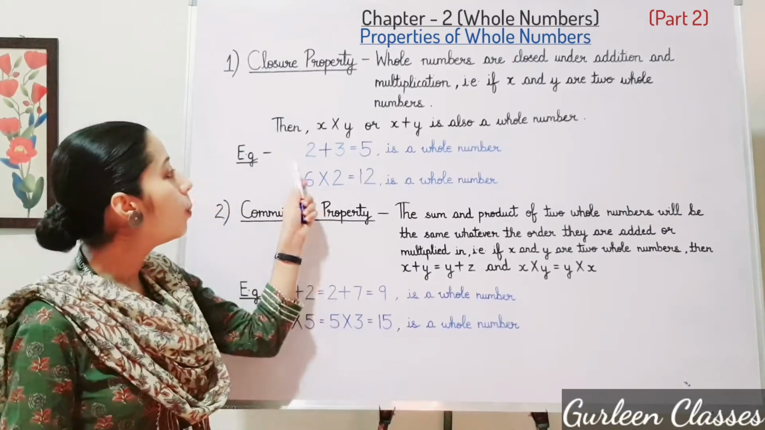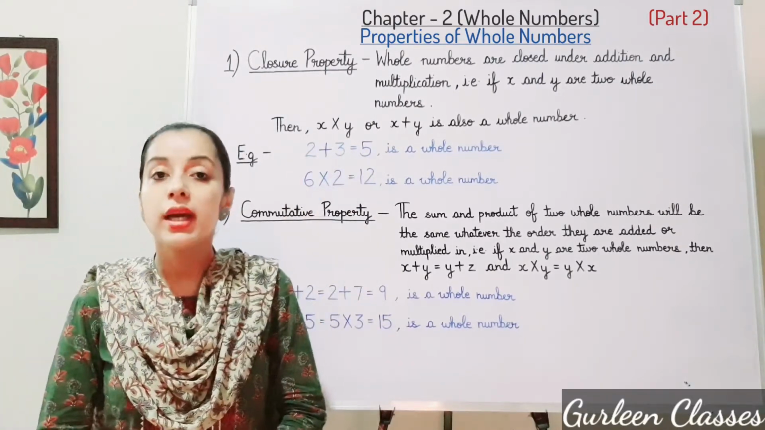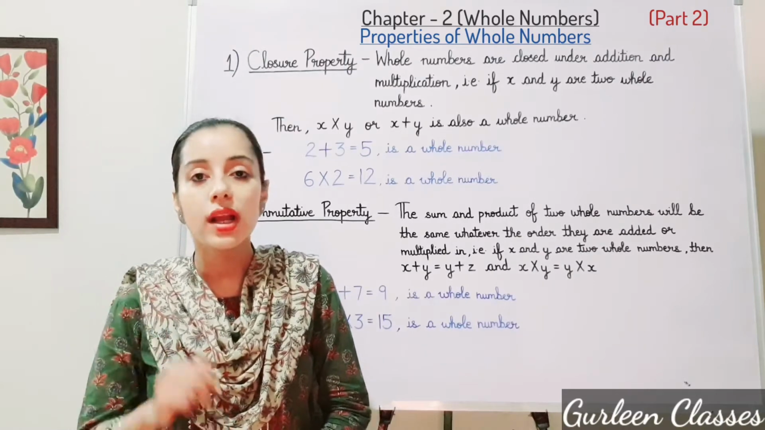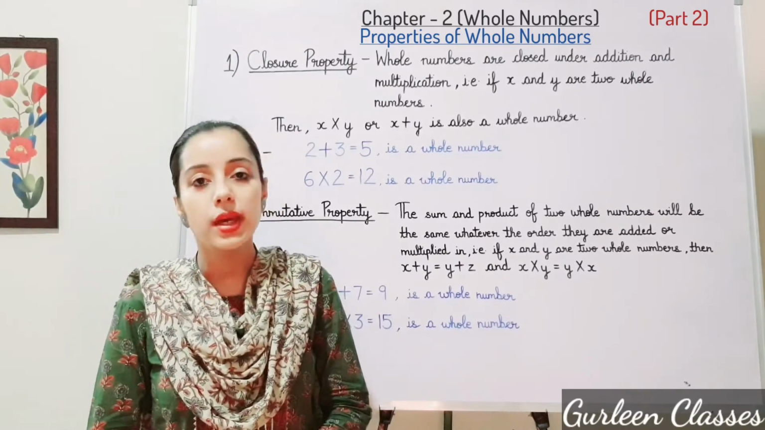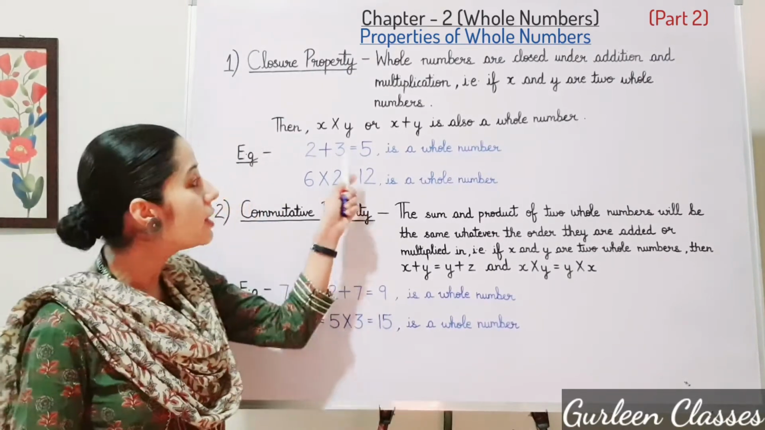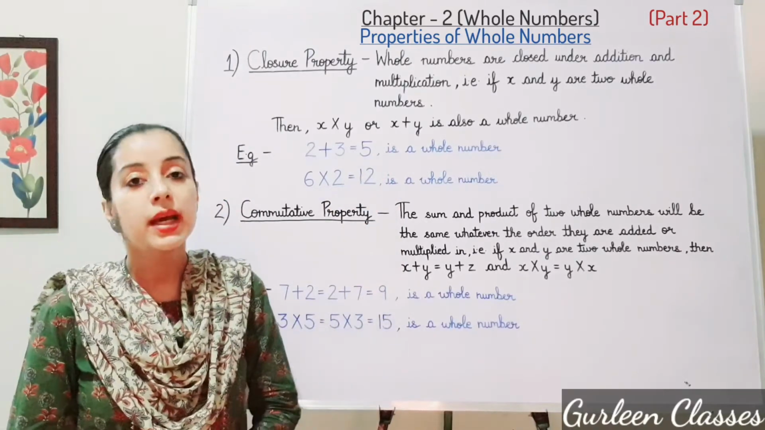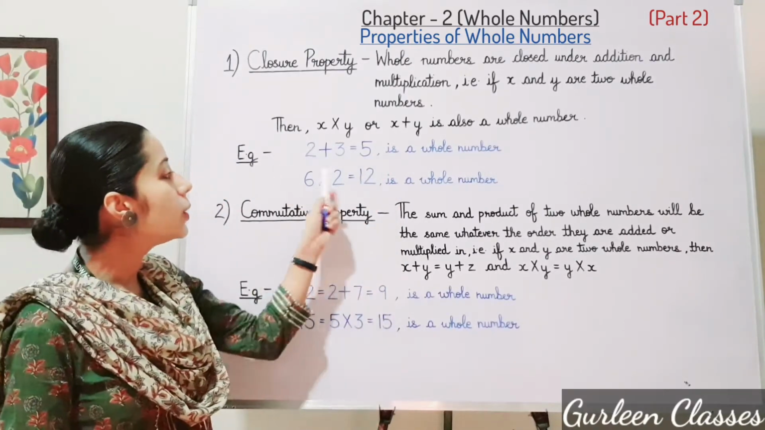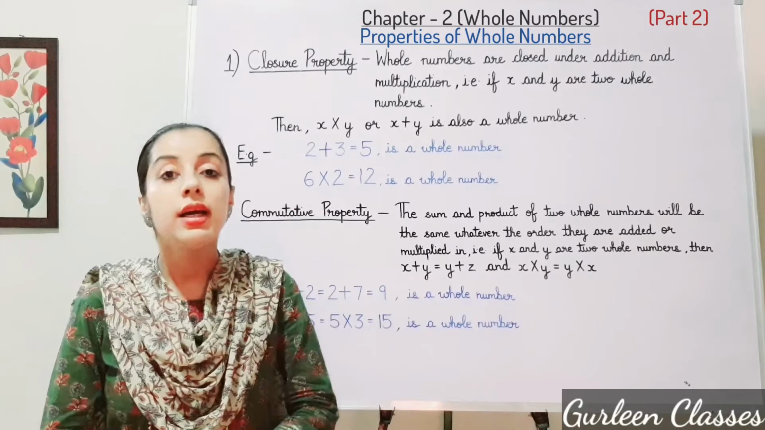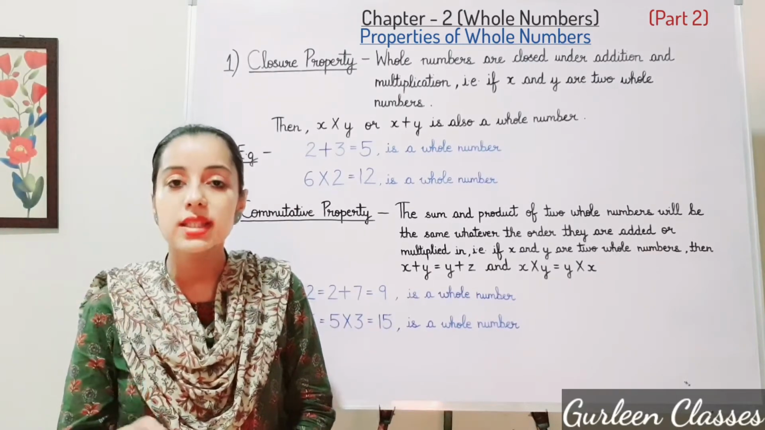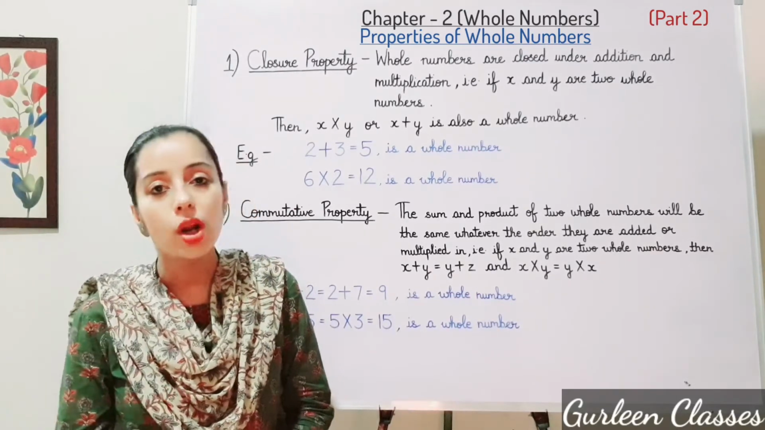Example, 2 plus 3 is equal to 5. If you add two whole numbers, their sum will also be a whole number. So here 5 is also a whole number. Next example, 6 into 2 is equal to 12. If you multiply two whole numbers, their product will also be a whole number.